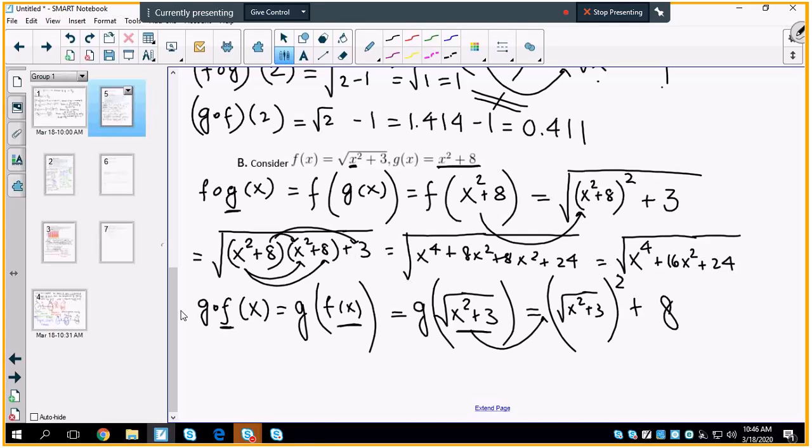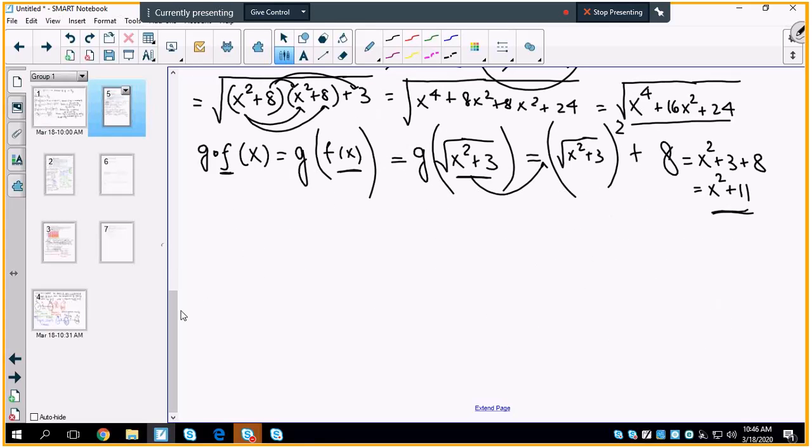And I should get x squared plus 3, the inside input for the square root. And then you have the separate 8, which is pretty simple to manage. And that's going to be x squared plus 11. So clearly you can imagine this function is not equal to this function, and I'm going to show you by evaluating both compositions at the point 2.